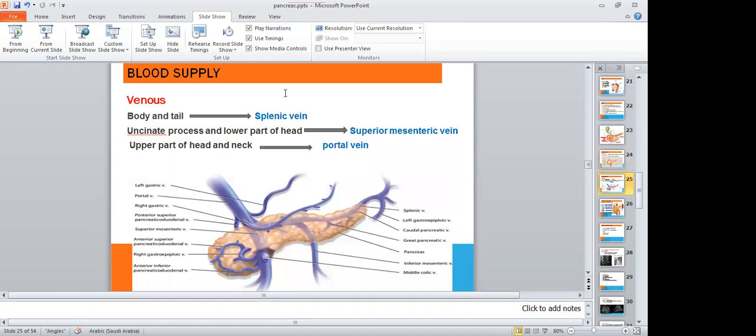Regarding the venous drainage, the body and tail drain to the splenic vein, while the uncinate process and lower part of the head drain to the superior mesenteric vein, and the upper part directly to the portal vein.